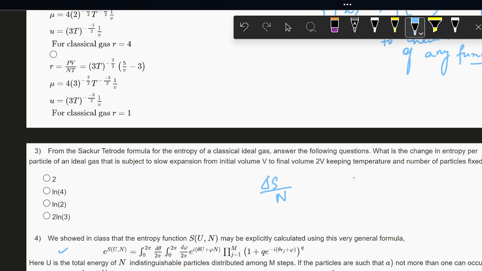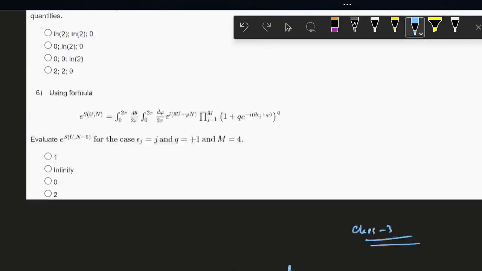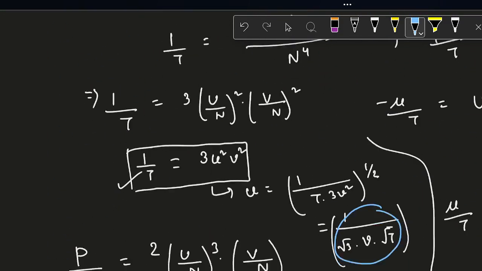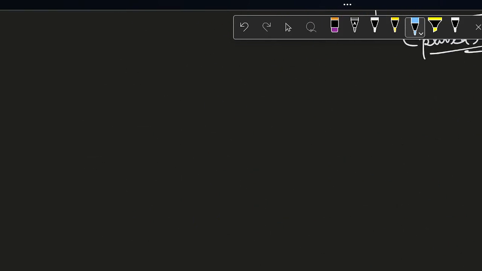The conditions given to you are that you change the volume from V to 2V. That means the expansion. The volume change delta V is 2V minus V, and in this process temperature and the number of particles, T and N, are fixed. So dT is 0, dN is 0, only dV is not equal to 0 because that is expanding. So you have to get delta S divided by N. Now how to get that? This is simple, you just have to use the formula.